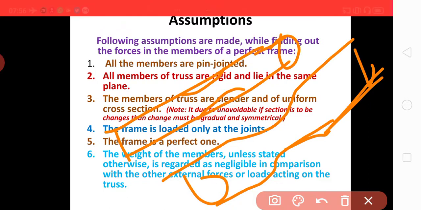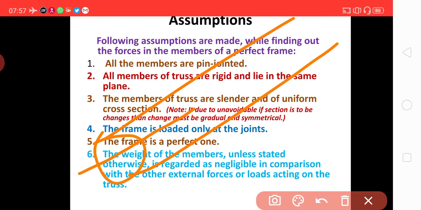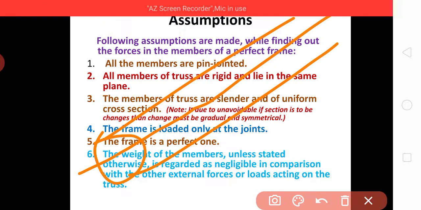So, in other words, the center line of the member should be the same. It should not change the lateral axis, the longitudinal axis of the member, that is the polar axis. This is the member, this is the polar or longitudinal axis. It should not change. The CG of the member, everywhere throughout its length, should lie on the longitudinal or polar axis.